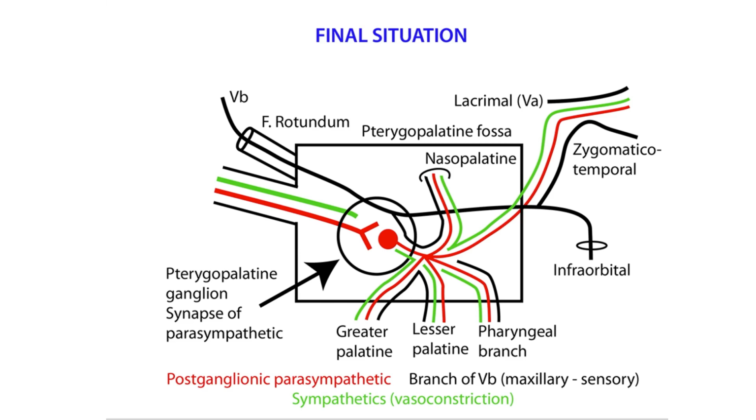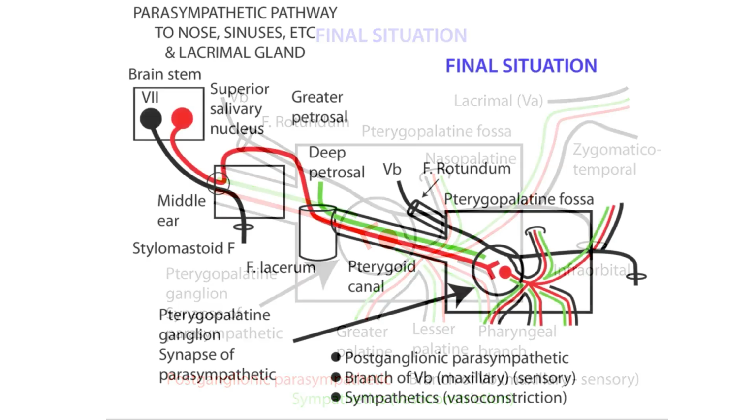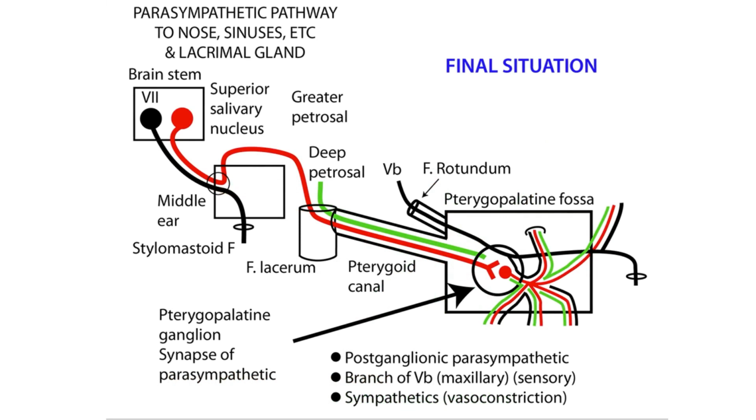We can see how the parasympathetic travel on the zygomaticotemporal and then cross the orbit to reach the lacrimal nerve, to reach the lacrimal gland. And finally, our last picture shows the final situation in completion. So that is a rather short summary of a rather complex pathway of the parasympathetic pathways to both the nose, the sinuses, and the lacrimal gland.